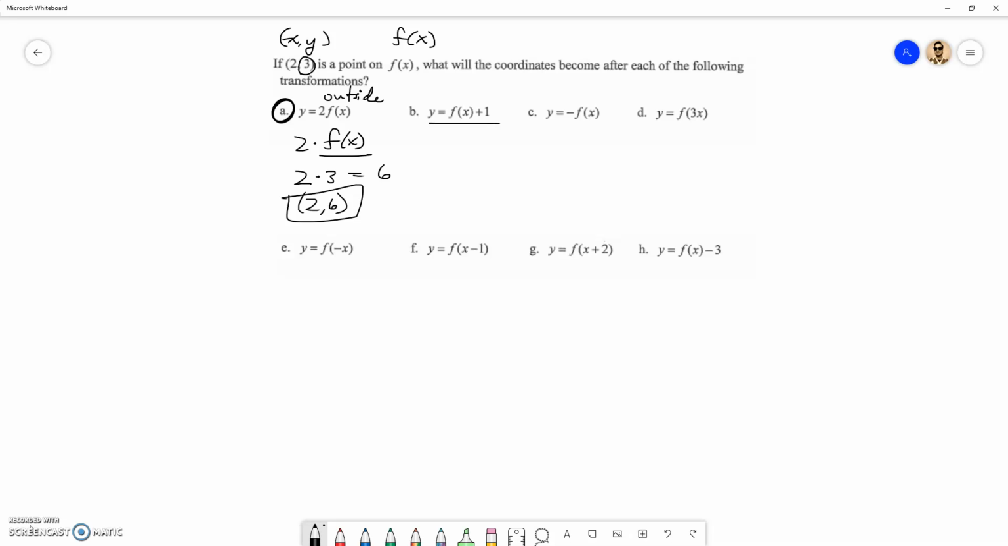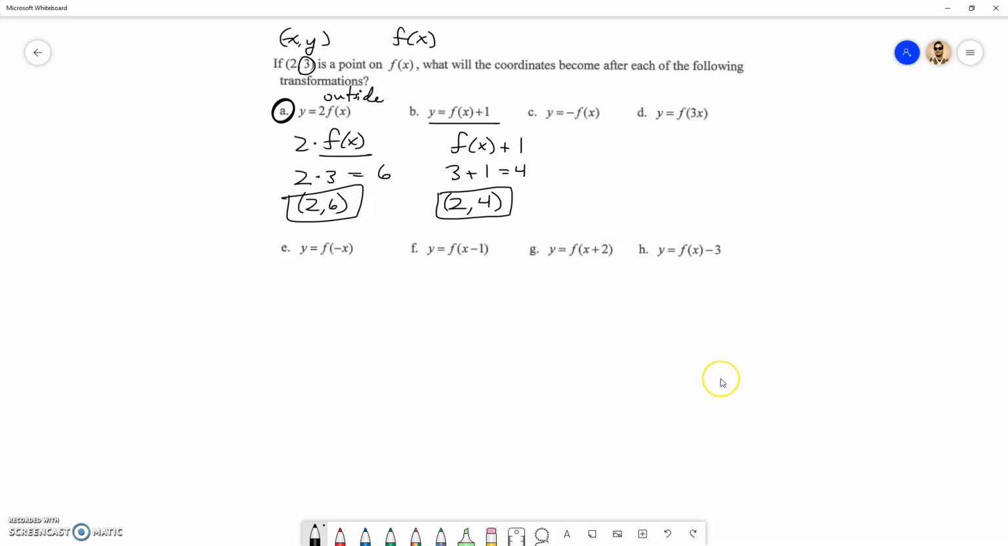Let's take a look at the next one. It says f(x) plus 1. So I'm taking my function values, my y values, and I'm adding 1 to them. For a y value of 3, adding 1 would become 4. We didn't adjust the x value, so it would still be (2, 4). And this whole process is called pointwise transformations of graphs. In this case, we're just doing a single point.